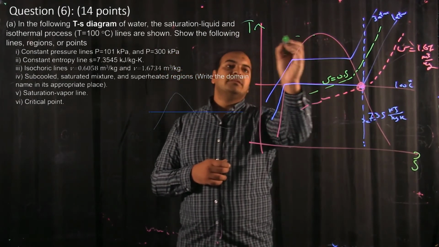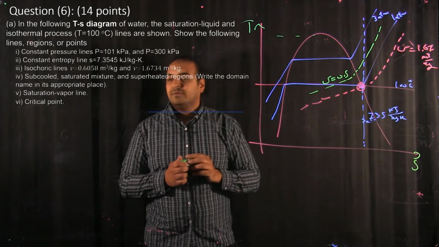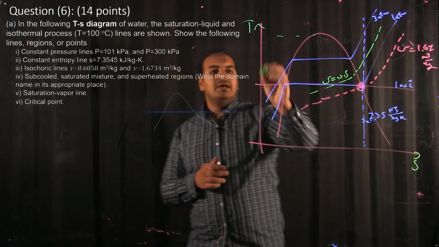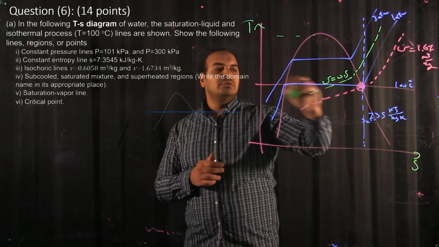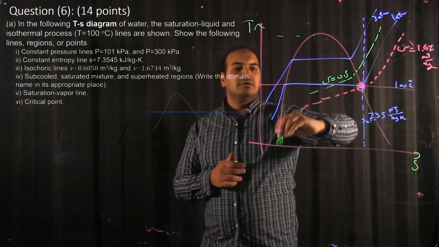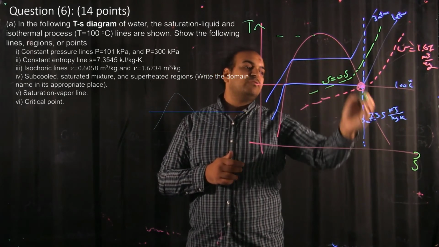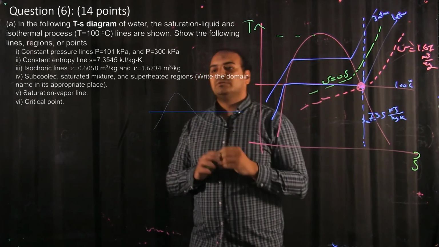The critical 357. Compressed liquid, subcooled, mixture, superheated. Saturated liquid line, saturated vapor line. Critical point. That's it.